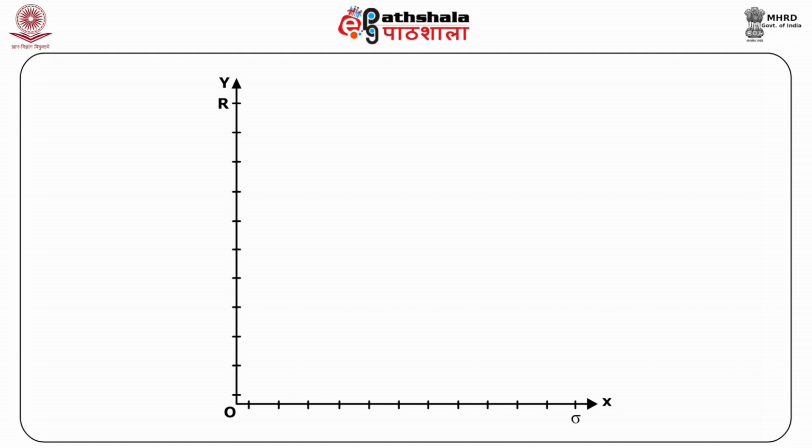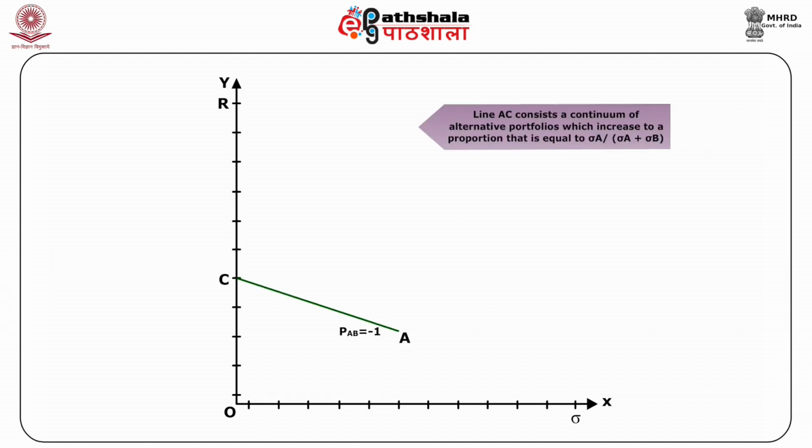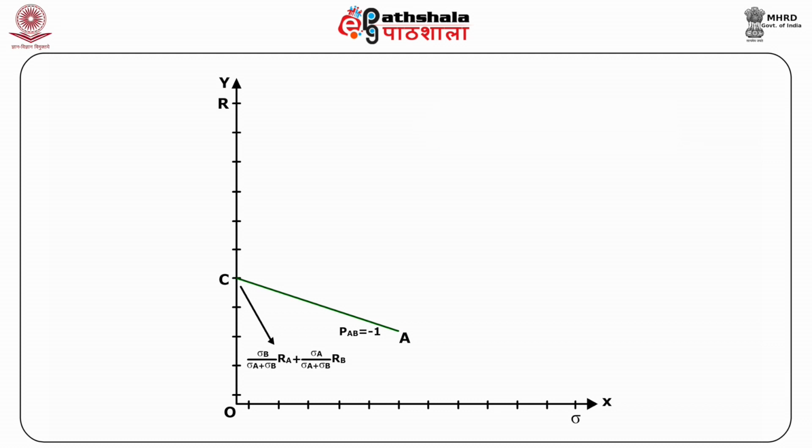In this figure, there are 3 points, namely A, B, and C. Point A represents a portfolio consisting only of asset A. The line AC consists of a continuum of alternative portfolios containing amounts of asset B, which increase from a proportion equal to 0 at point A to a proportion equal to σA divided by (σA + σB) at point C, and amounts of asset A which decrease from 100% to a proportion that at point C is equal to σB divided by (σA + σB).